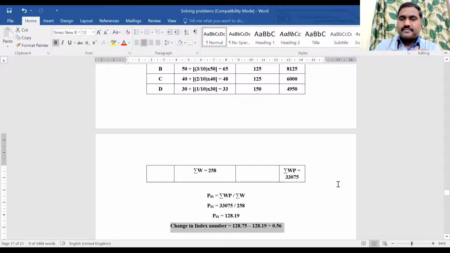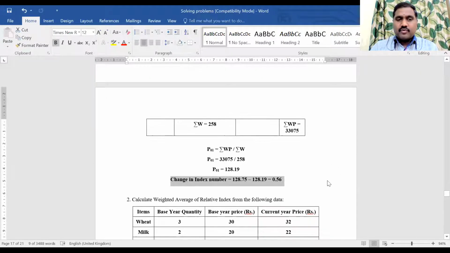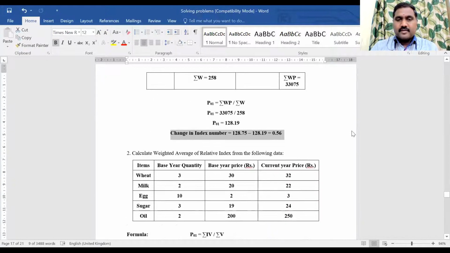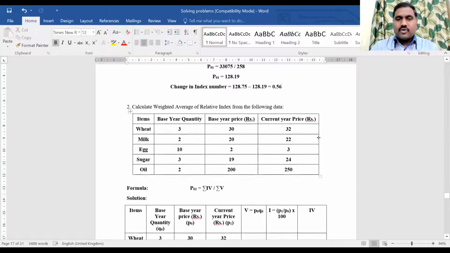And then the weighted methods: the weighted aggregate method, and the weighted average method, where we need to apply the formula according to the given values. Okay, yes, done, fine. So if you have completed, then I'll move to the second problem. Okay, now I'll move to the second problem.